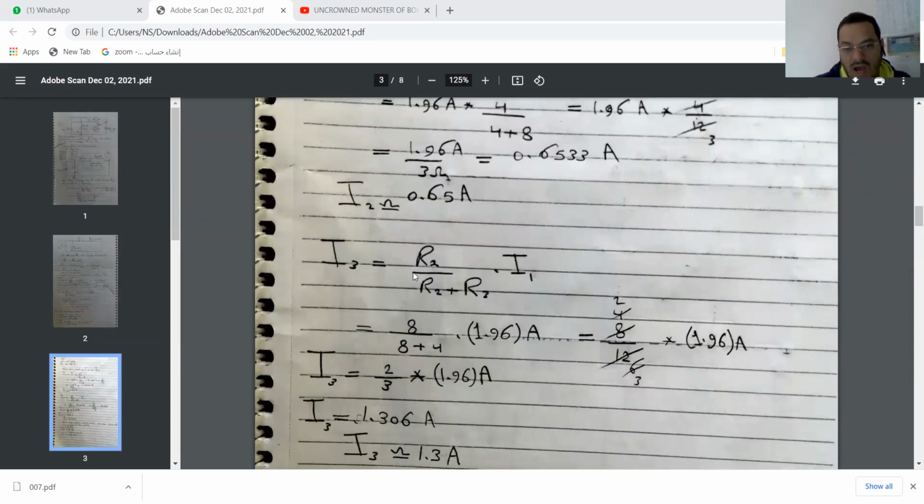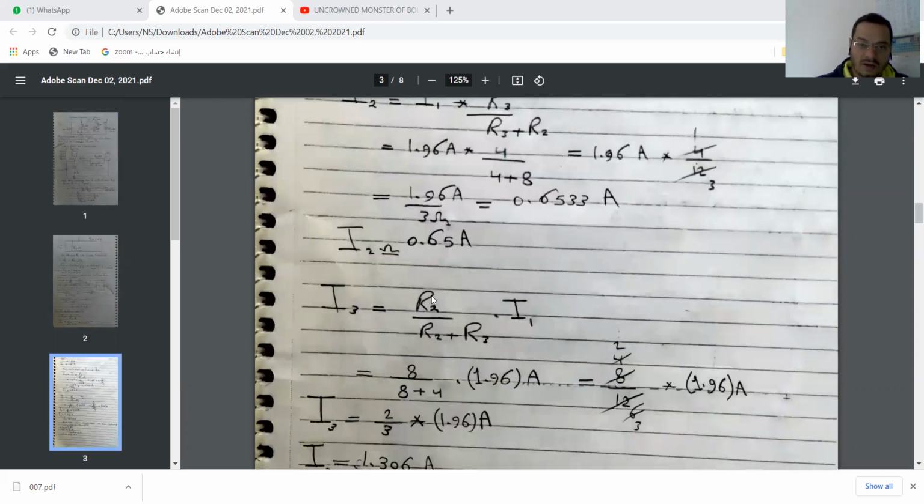I3 equals R2 divided by R2 plus R3 times I1. Let's take a look again at R3 and the relation between I1, R2, and R3.